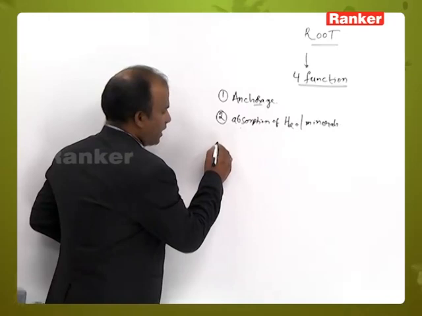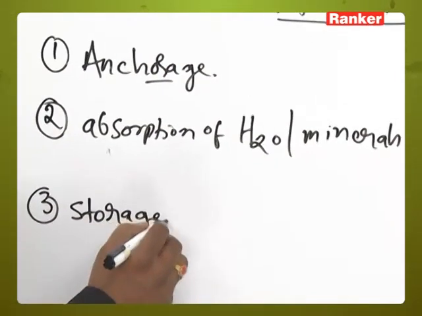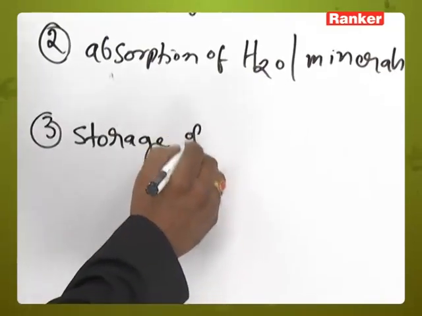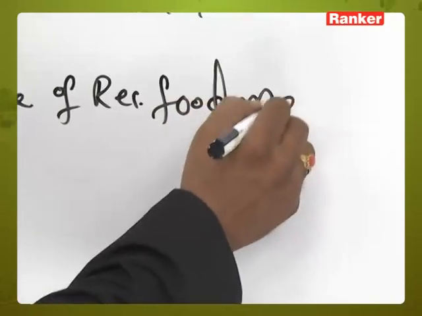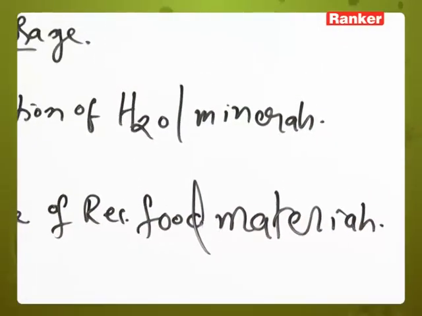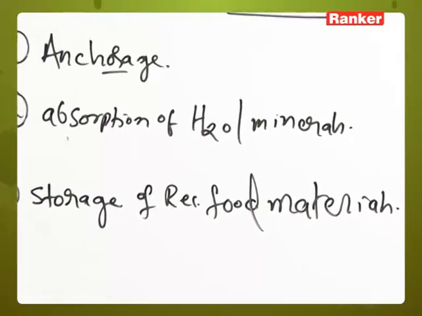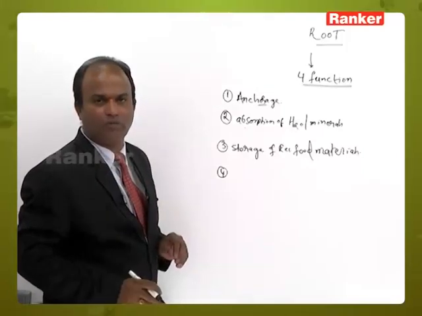And the third one, it helps in storage of reserved food materials. This is the third function which is performed by the root system. And the fourth function, it can also secrete some of the phytohormones.